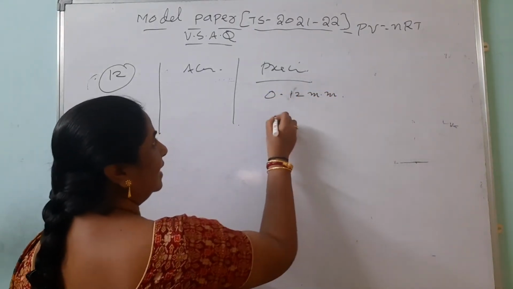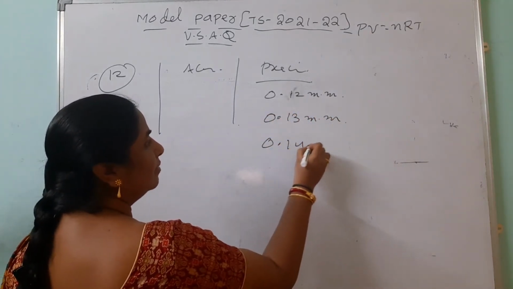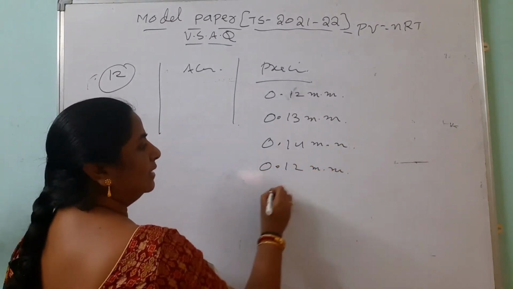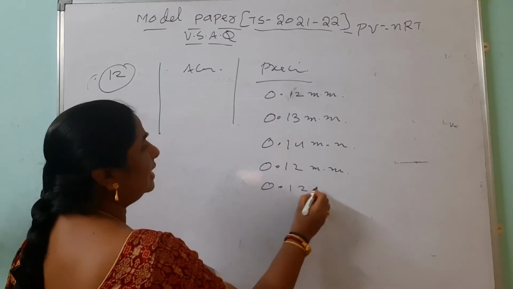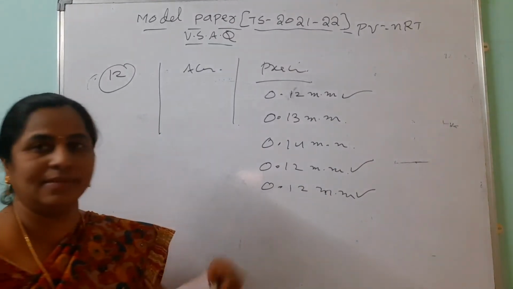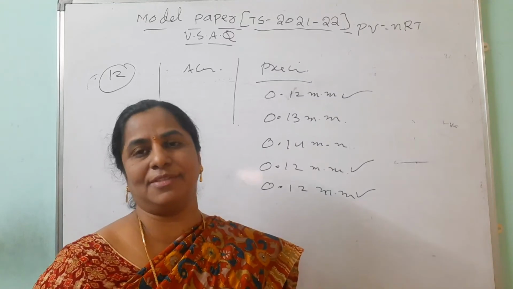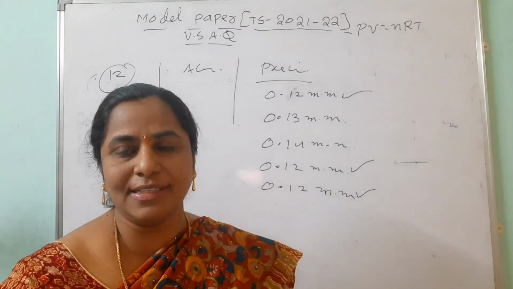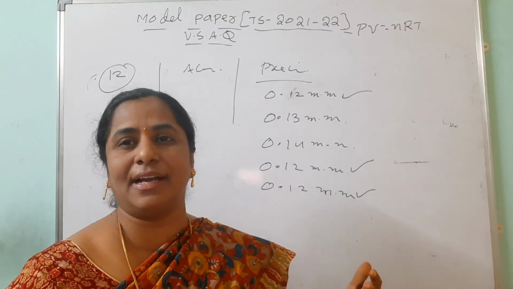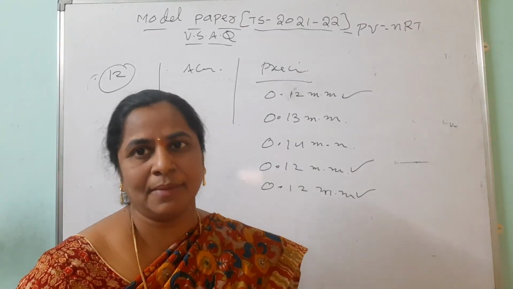millimeters. Second reading is 0.13 millimeters. Third one is 0.14 millimeters. Then fourth one is 0.12 millimeters. Then fifth one is once again 0.12 millimeters. Which value is repeated number of times? 0.12 millimeters. The value which is repeating number of times when we are doing the experiment, not only this one, when we are finding the temperature or weight of the body, then the average we are taking. The value which is repeating number of times is called the precision.